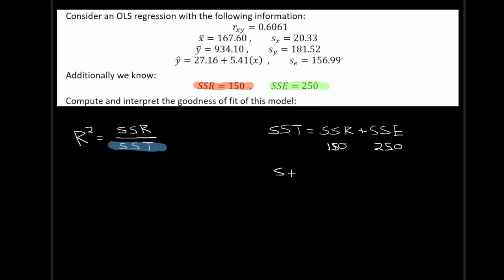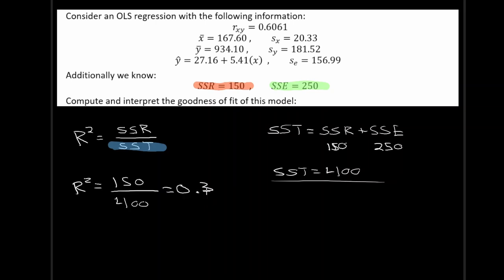So what do we get altogether? We get a sum of squares total equal to 400. So total volatility in Y is 400. That's the sum of squares total. And then we can now compute our R squared. R squared is just going to be our sum of squared regressors, so our explained variability, that's 150, all over our total volatility, that's 400. We get altogether a measurement of R squared of 0.375.